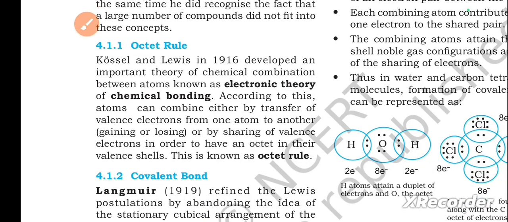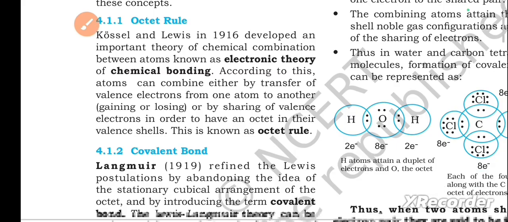Next, the octet rule. Kossel and Lewis in 1916 developed an important theory of chemical combination between atoms known as the electronic theory of chemical bonding. According to this, atoms can combine either by transfer of valency electrons from one atom to another, gaining or losing, or by sharing of valency electrons in order to have an octet in their valency shells. This is known as the octet rule.